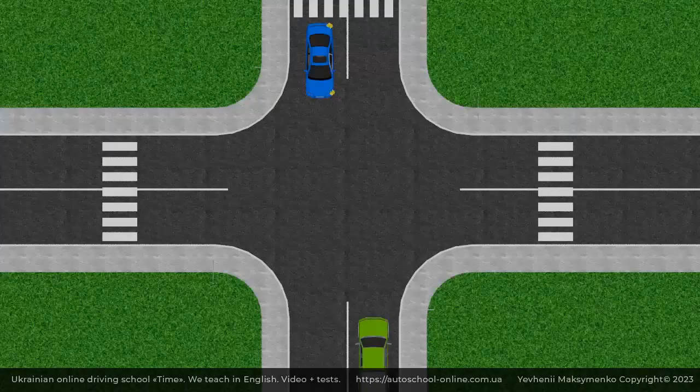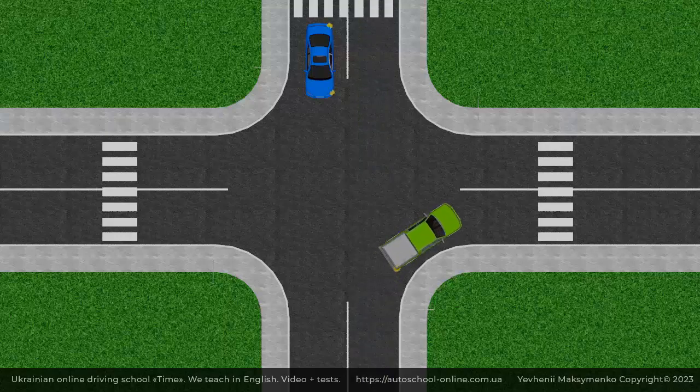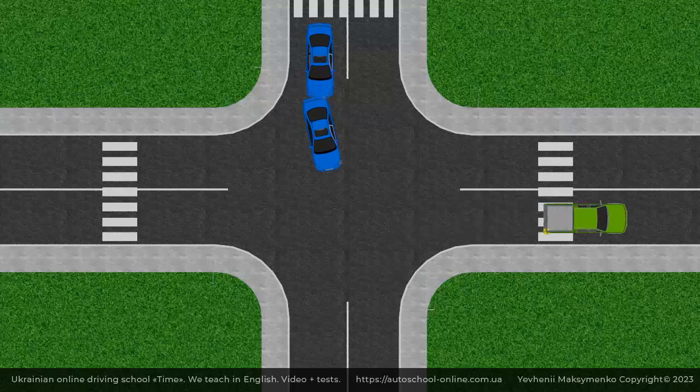And to finalize this rule, let's look at this intersection from above. Before making a left turn or a U-turn, the driver of a blue car must give way to a green vehicle moving in the opposite direction directly or to the right.